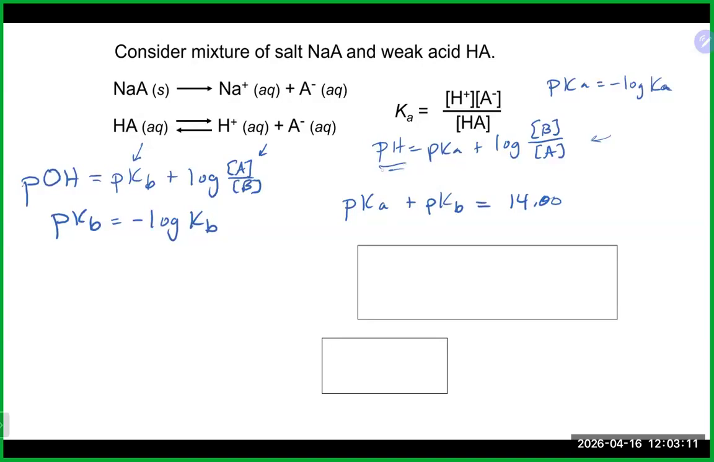So my vote is probably always go with this one because that gets you what you're looking for in most cases, and you don't have to worry about converting or thinking that's the pH and stuff like that.